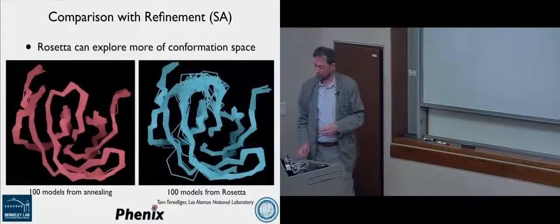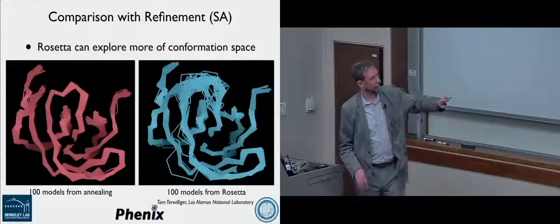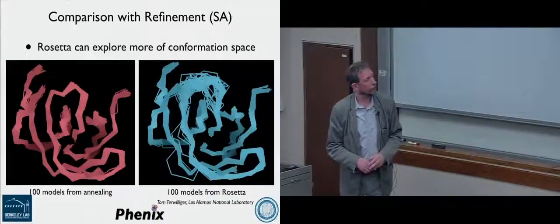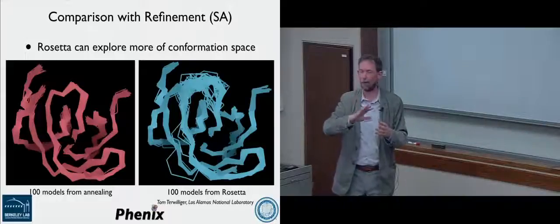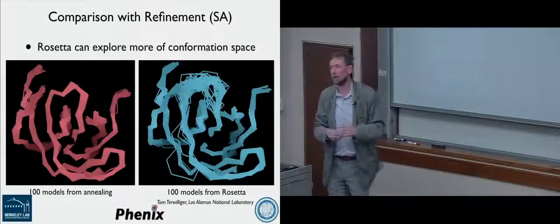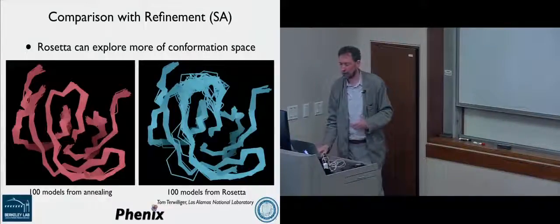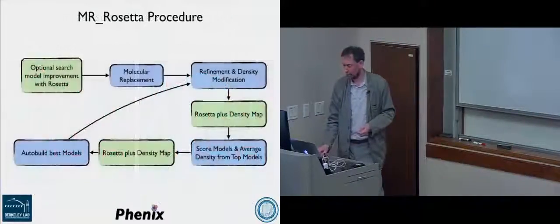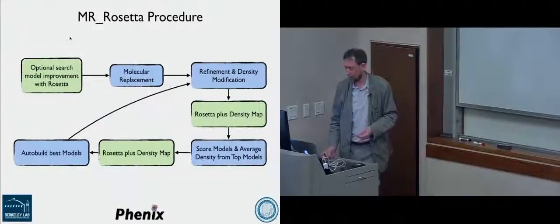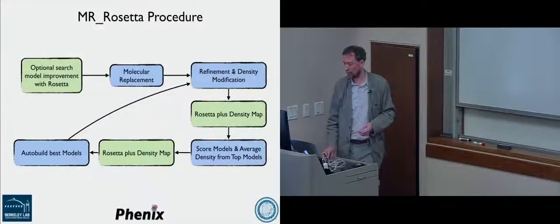That's because, if we compare the models that you get out from annealing versus Rosetta, Rosetta is able to search more of conformational space, is the bottom line. It can make jumps, because it repacks things, that even simulated annealing isn't able to do. So this is the procedure. Do molecular replacement, do your best to improve the phases, apply the Rosetta procedure that I mentioned, take the best models, then apply the Rosetta procedure again, try to do auto-building to improve things, and just go through this several times.